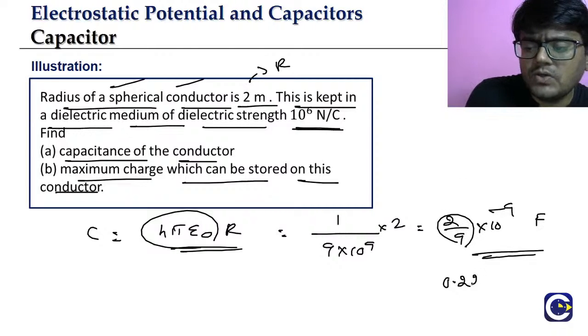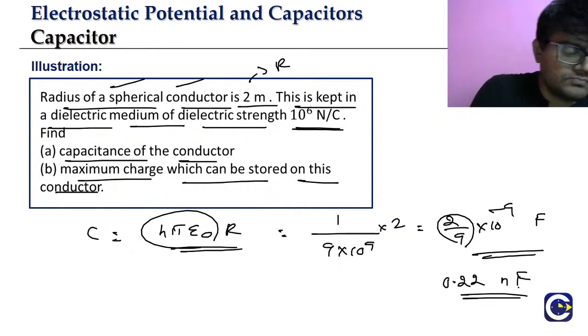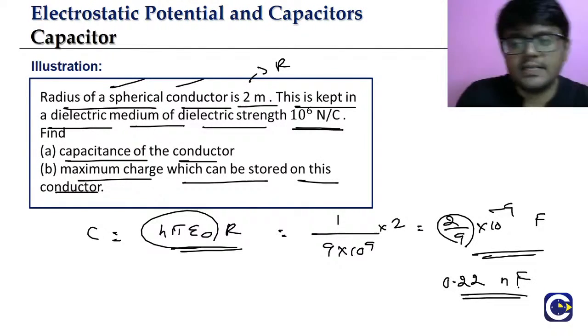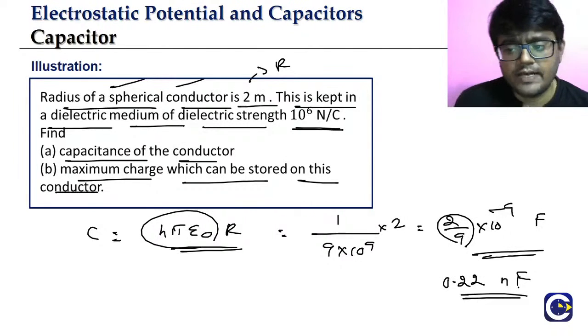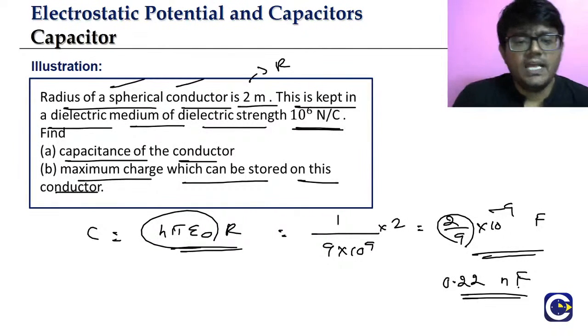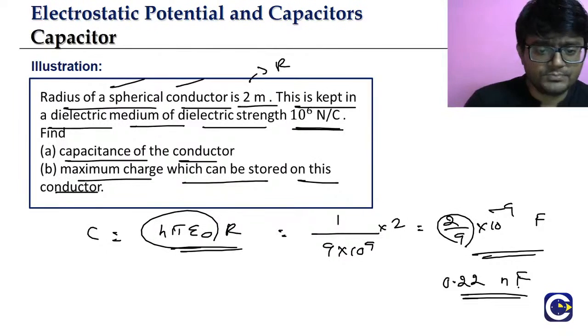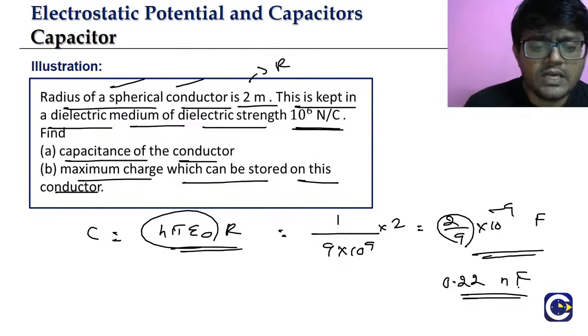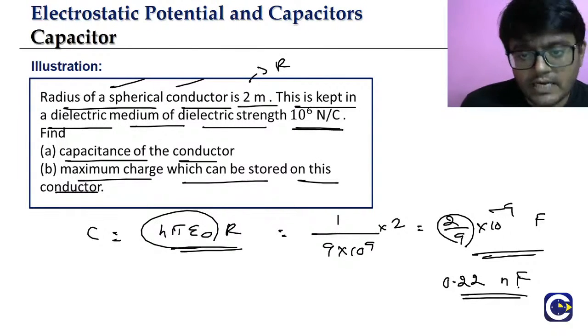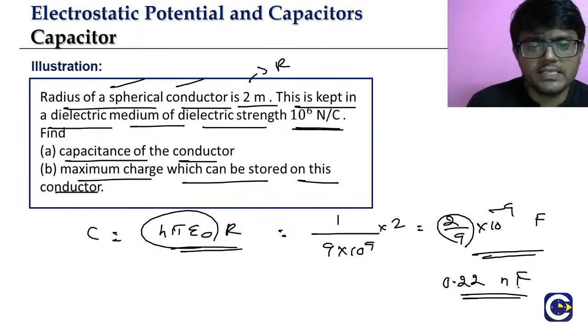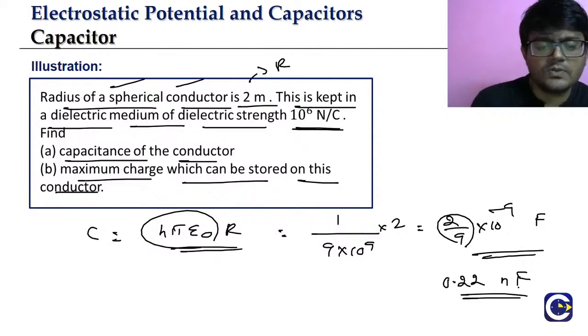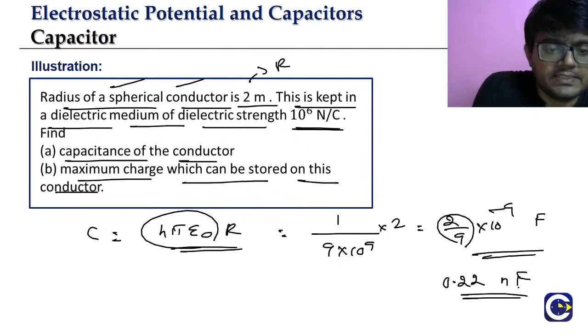என்னது 2 அப்படியே வரும், 0.22 நானோ farad. 2 by 9 என்னது? 0.22 நானோ farad. Okay va? So this is the capacitance of that conductor. So capacitance of the conductor value எவ்வளவு? 4 pi epsilon naught into r. Okay, அப்படியே அந்த radius substitute பண்ணா we will get it. Okay va? So this is how we will find the capacitance.